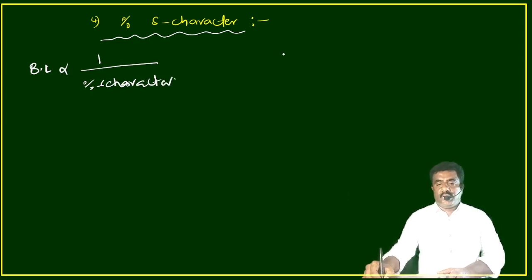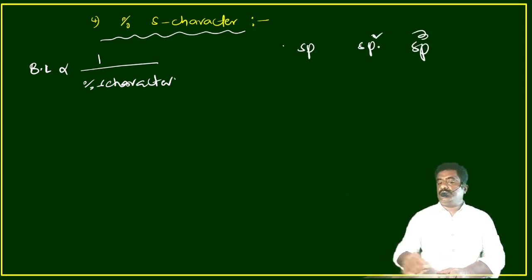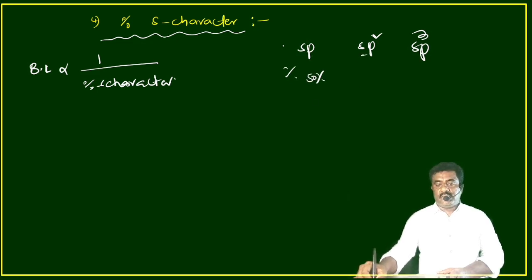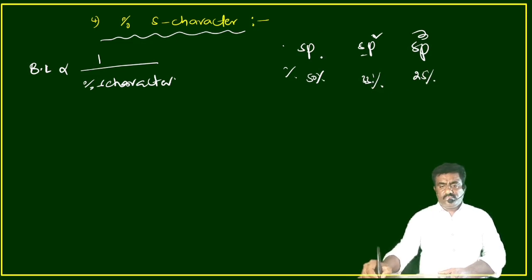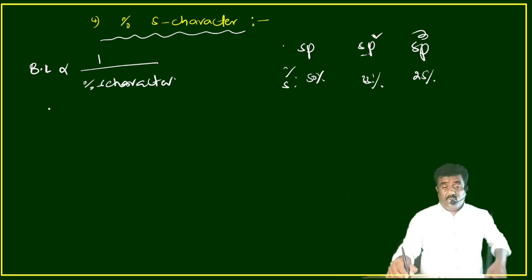Generally, sp hybridization, sp2 hybridization and sp3 hybridization. So what is the s character in sp hybridization? It is 50 percent. In sp2 it is 33 percent. In sp3 it is 25 percent of the s character. So this is the percentage of the s character for sp, sp2, sp3. Bond length is inversely proportional to the percentage of the s character.